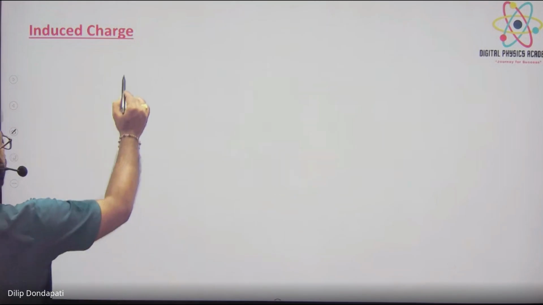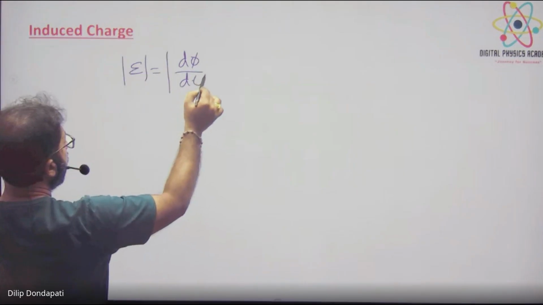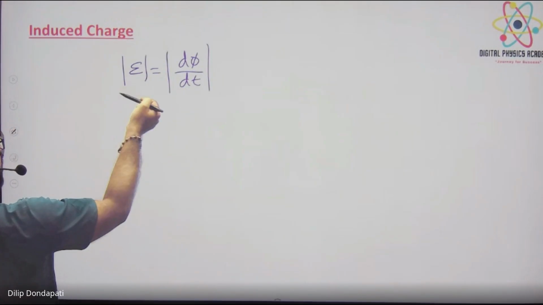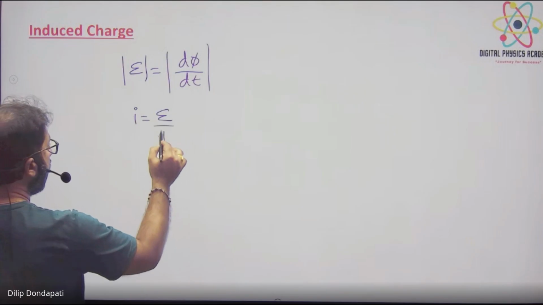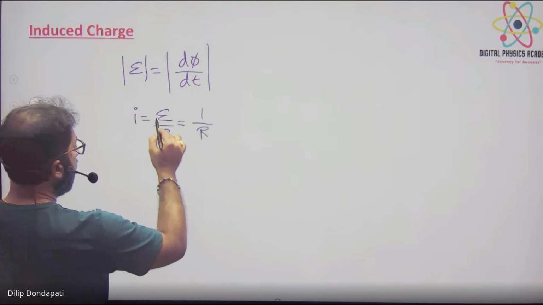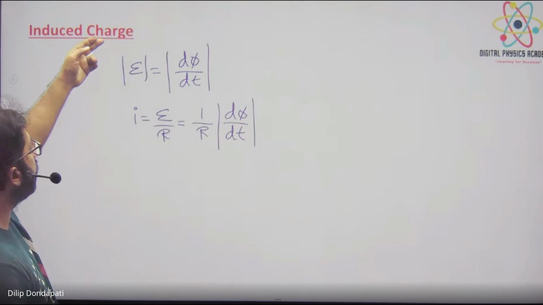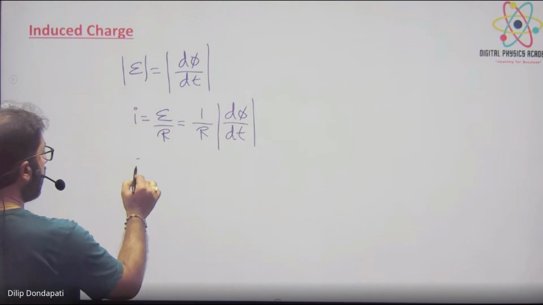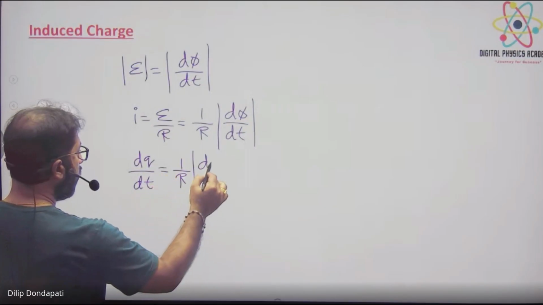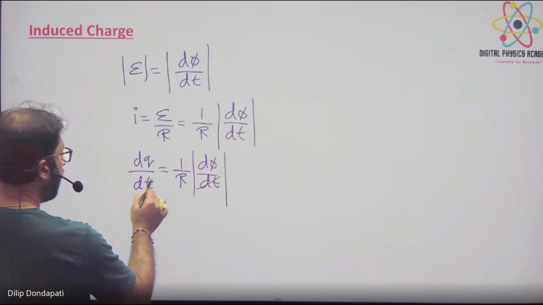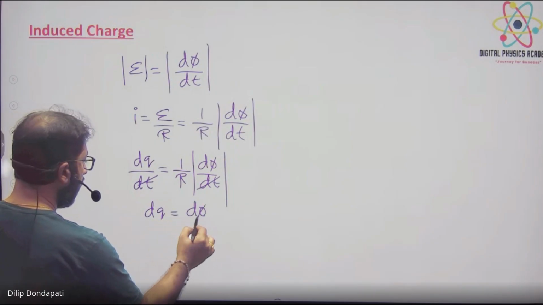See, what was the formula for EMF? Mod E is equal to mod d phi by dt. And for current, because to get charge we will get it from current, so we are trying to find the current. What was the formula for induced current? E by R. So 1 by R, in place of E, mod d phi by dt. I want it in terms of charge, right? I is equal to dq by dt, again, right? Rate of flow of charge is called current. 1 by R mod d phi by dt. dt cancels. So dq is equal to d phi by R.